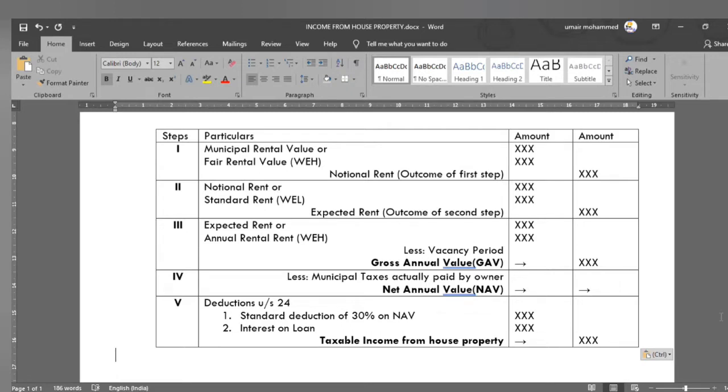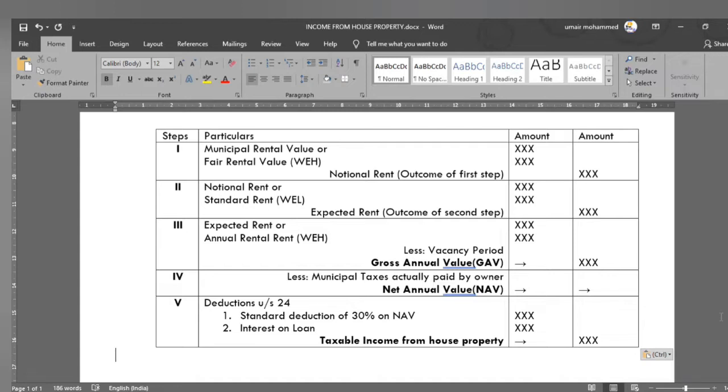Now, this terminology is purely for the sake of remembering. If you don't want to use the word notional rent, you can just use the words outcome of first step. The choice is yours. But for the sake of remembering the format, we have named it notional rent. So compare municipal rental value with fair rental value and take whichever is higher, and the higher of these two will become the outcome of the first step.